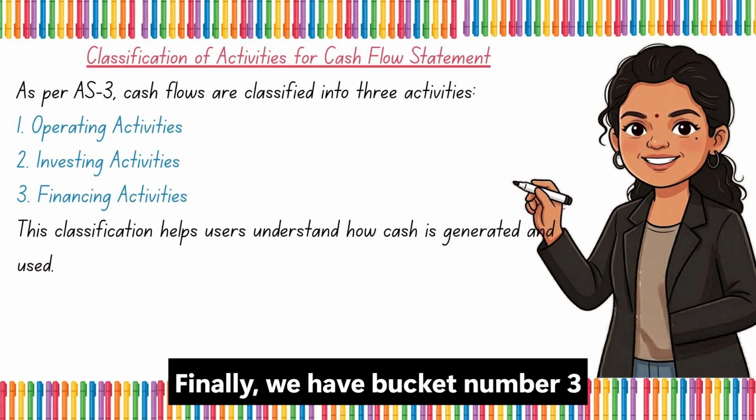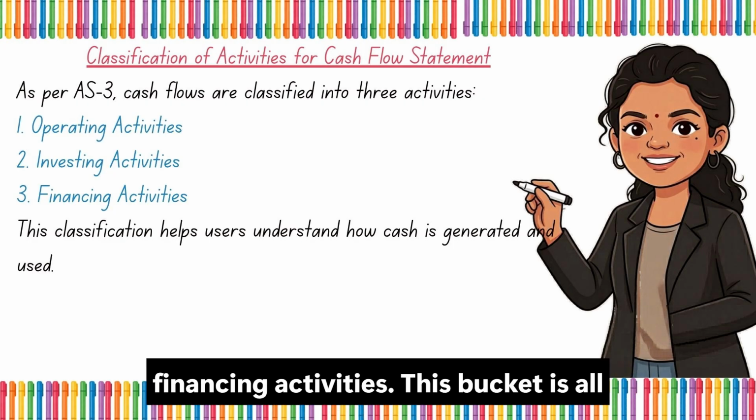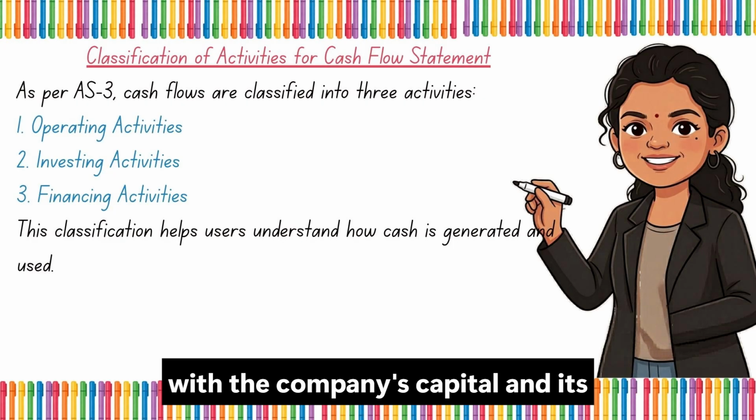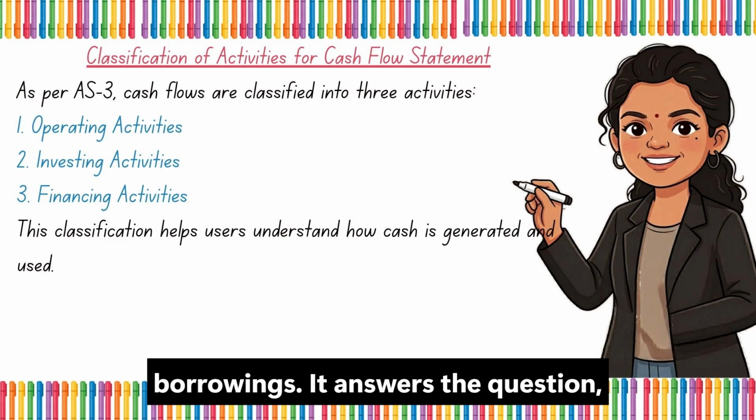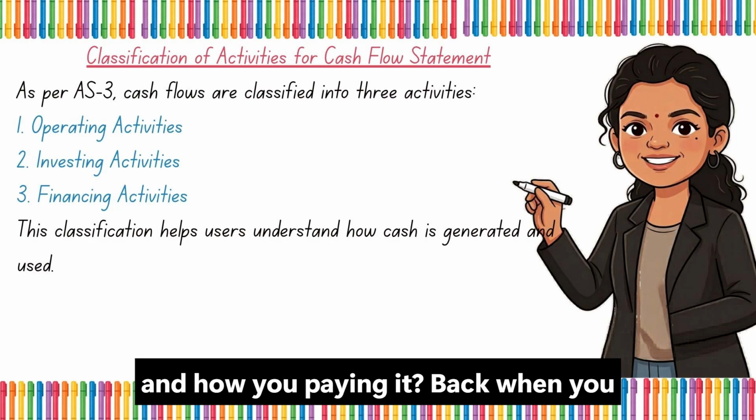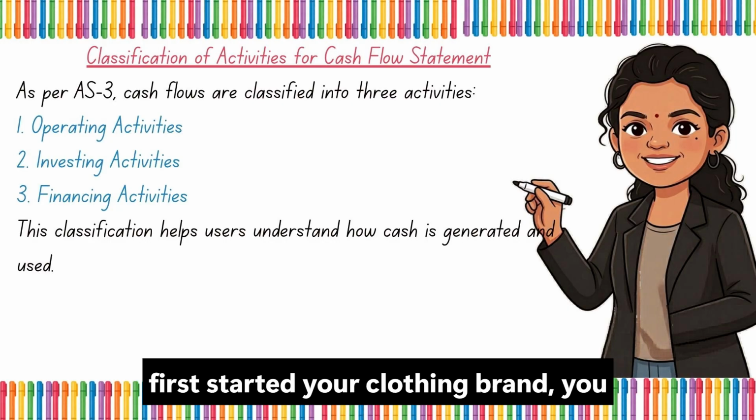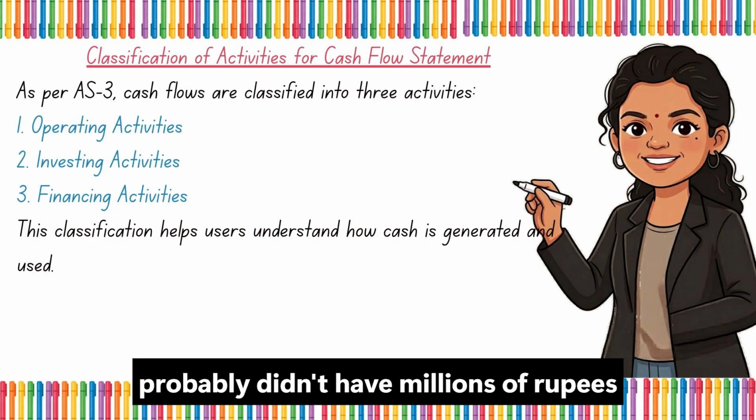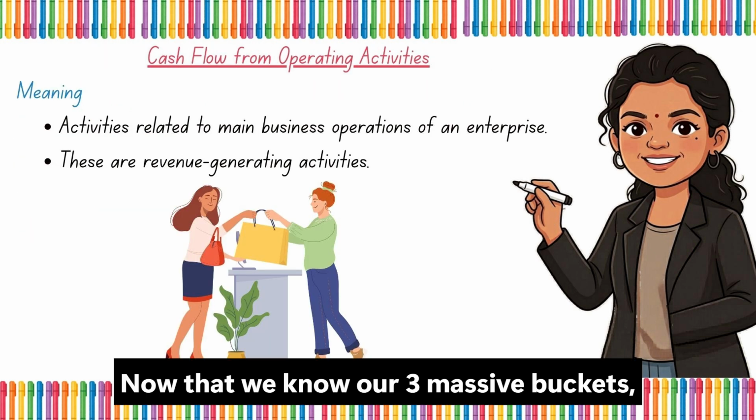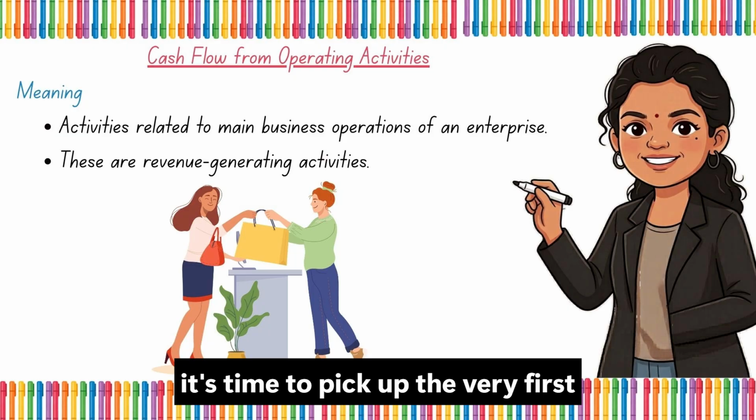Finally, we have bucket number 3, financing activities. This bucket is all about how you fund the business. It deals with the company's capital and its borrowings. It answers the question, where did you get the big money from, and how are you paying it back? When you first started your clothing brand, you probably didn't have millions of rupees just sitting in your pocket. You needed financing.